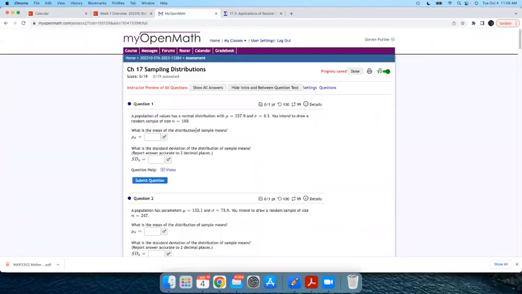Okay, so here's the homework for 17. The key to this chapter, the number one thing you got to do is determine if you're doing a mean problem or a proportion problem. Before you start plugging numbers in, before you start writing stuff down, you got to figure out, am I looking at a mean problem or a proportion problem?